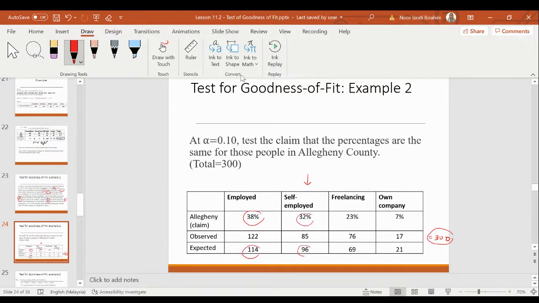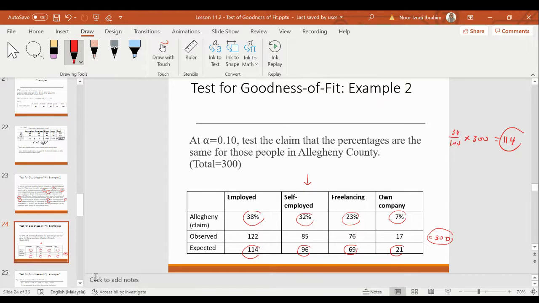32% of 300 is 96. 23% of 300 is 69. 7% of 300 is 21. You just make it 38 over 100 multiplied by 300. You will get 114. You will get the expected frequency.